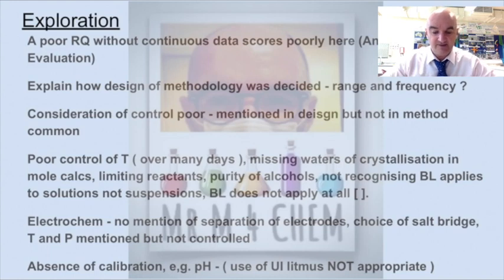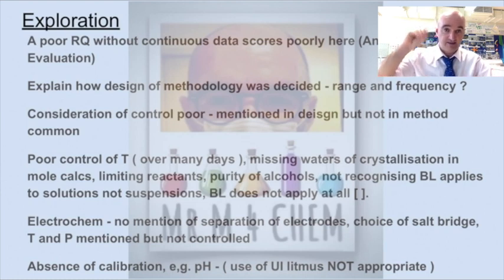Explain how the design of the methodology was decided. In 90% of IAs that we see, the methodology is based on, or perhaps may I say copied or borrowed from, a standard site that we're all aware of. But we need to see a paragraph for the top marks for exploration before your method, explaining why that method was chosen, how that method was chosen, and why that range of independent variables was chosen to assess the research question. Then you can go to the top bands on exploration.